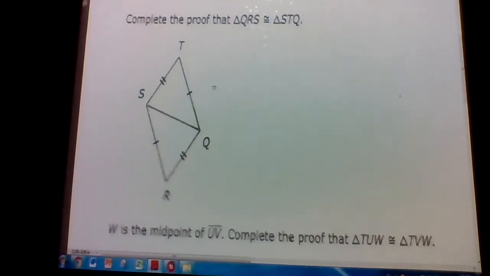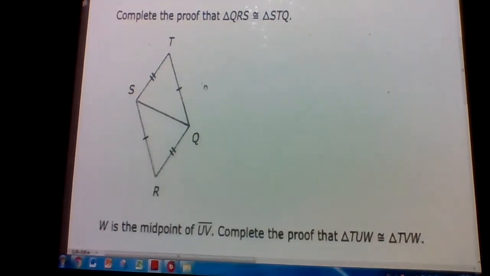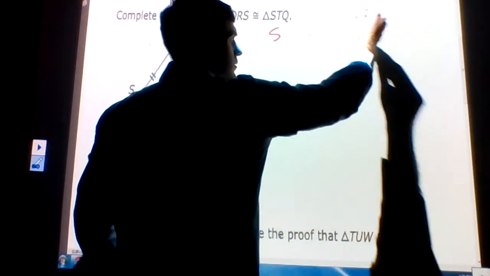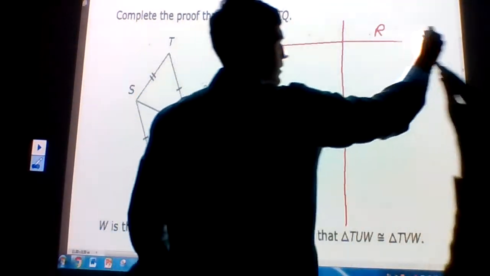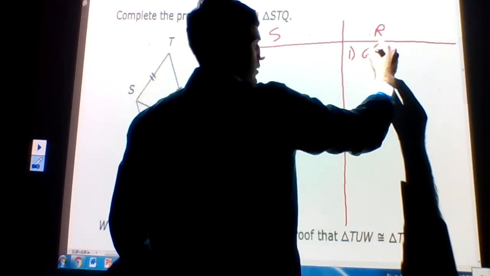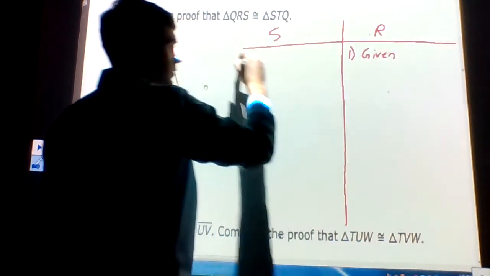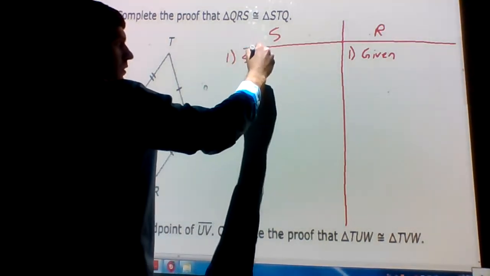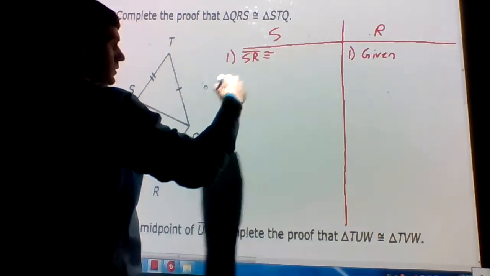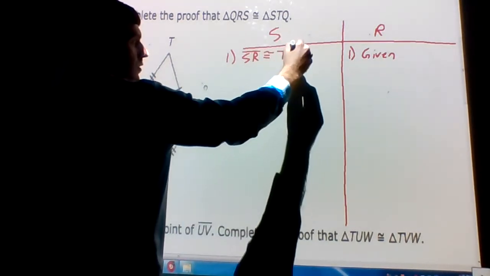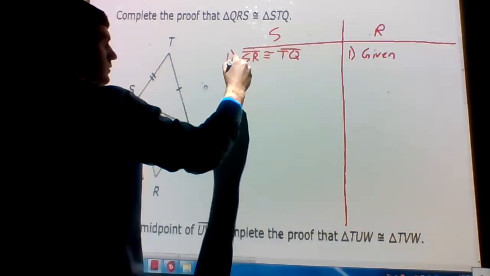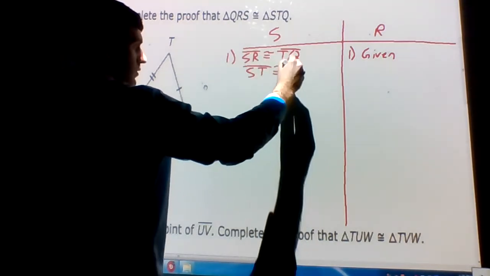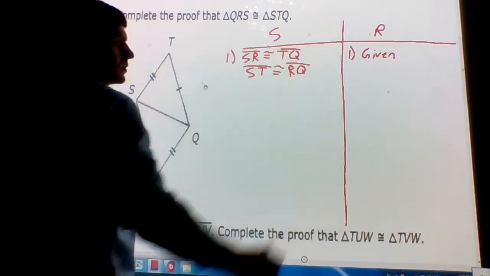Okay. So the first one here, we want to complete our proof. So we'll look at our statements and reasons here. First statement, first reason is always given. So what we're given here is coming from the diagram. So we have SR is congruent to TQ. Okay, and we also have that ST is congruent to RQ. Okay, so we have two pair of sides.